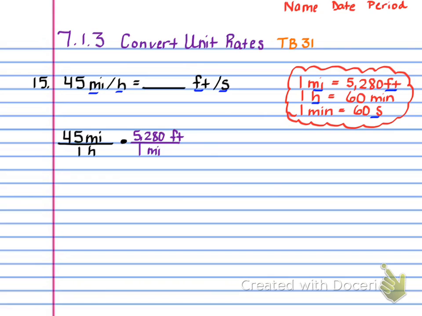Now remember, the reason why we put the 5,280 feet on top is because we have to cross simplify the miles on the bottom. So you can see here that we just crossed out in red the miles. That was the whole purpose there. And now we're going to go on to our next piece.